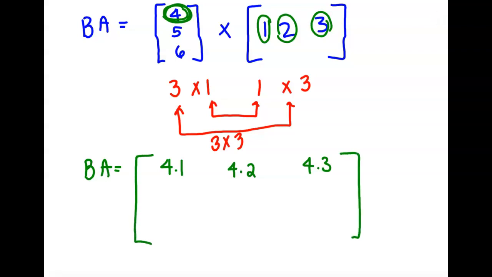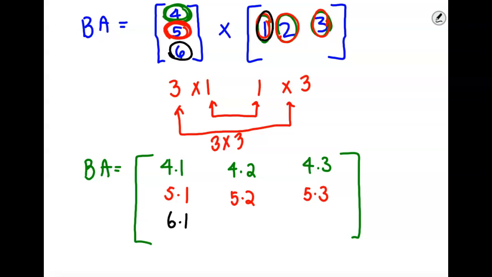All right. Here we go again. Second row, first column, 5 times 1. Second row, second column, 5 times 2. Second row, third column, 5 times 3. Great. Last one. Third row, first column, 6 times 1. Third row, second column, 6 times 2. Third row, third column, 6 times 3.